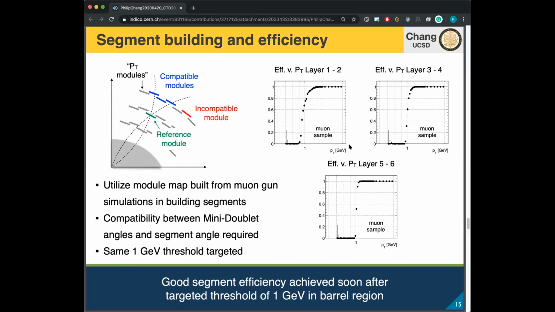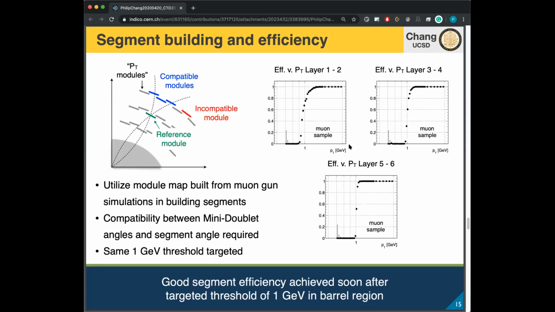If you have a reference module shown in green, then you can imagine creating module maps between the reference and the compatible modules shown in blue that are within the 1 GeV acceptance. The ones shown in red would be incompatible, and there's no need to consider the mini doublets from the reference module to the mini doublets in the incompatible module to create a segment. So those define the region of interest to connect the segments.